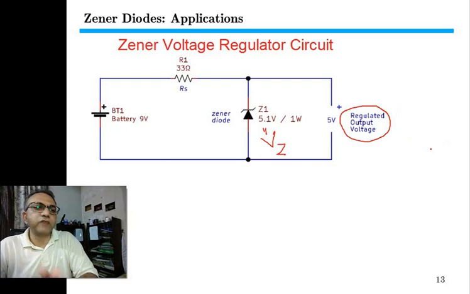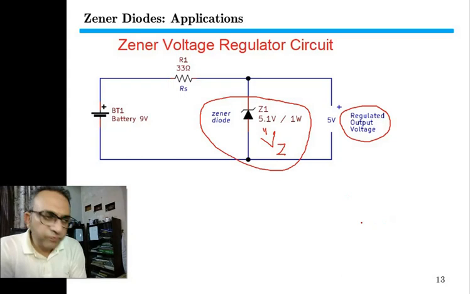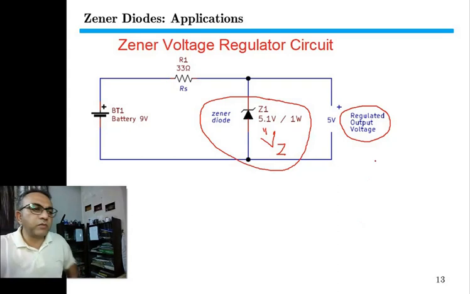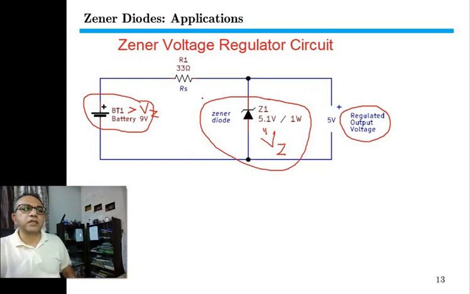This means that if we vary the input voltage, the output voltage will remain fixed due to our Zener diode characteristics. This is the benefit of using a Zener diode. However, we must not forget that to get 5 volts, the minimum voltage applied from the battery side should be larger than this voltage. V battery should be larger than VZ. In this case, V battery should be larger than 5.1 volts.